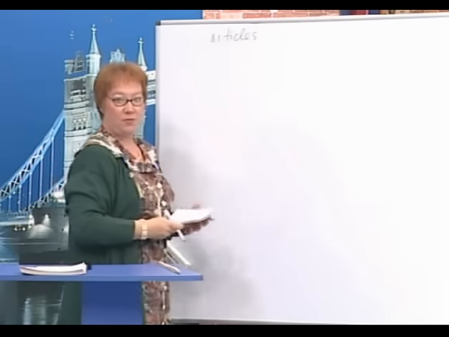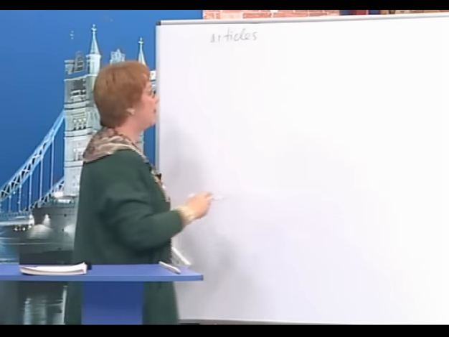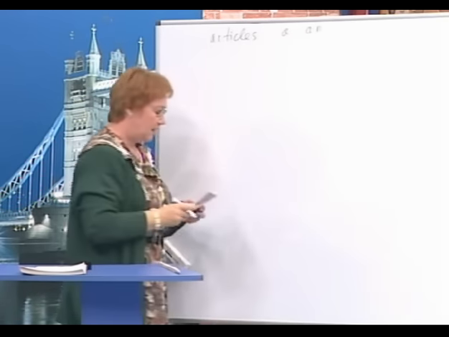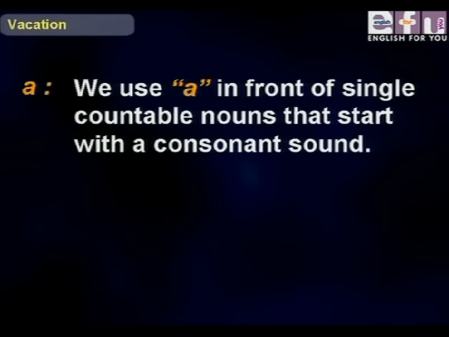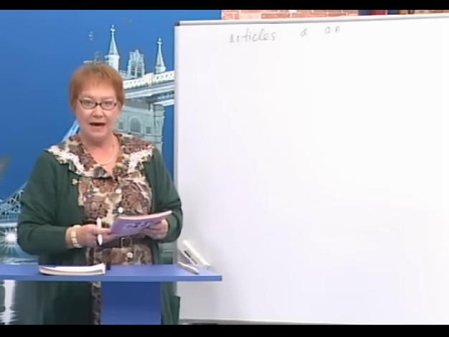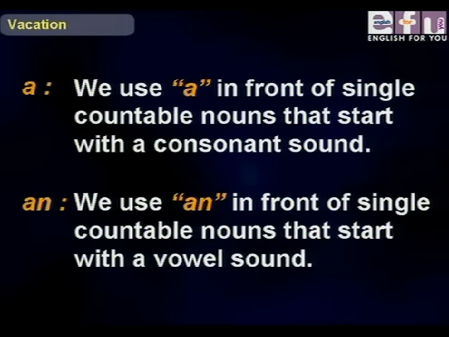Now, we're going to talk especially about a and an. Now, remember with a, we use a in front of single countable nouns that start with a consonant sound: b, d, t. An, we use an in front of single countable nouns that start with a vowel sound. Okay?